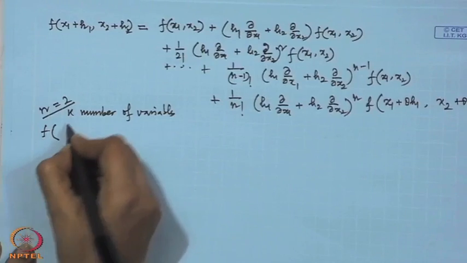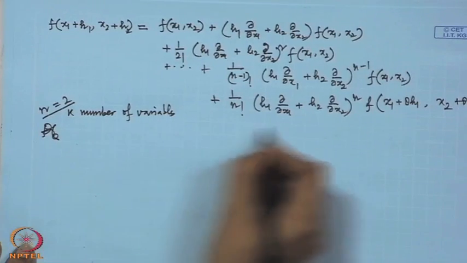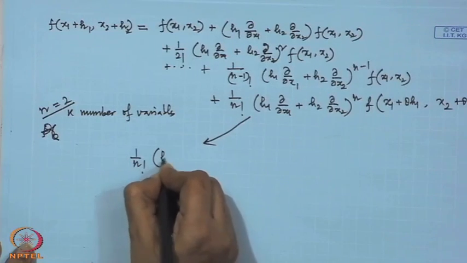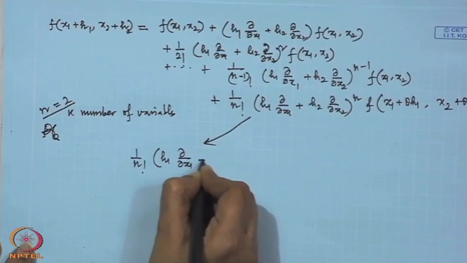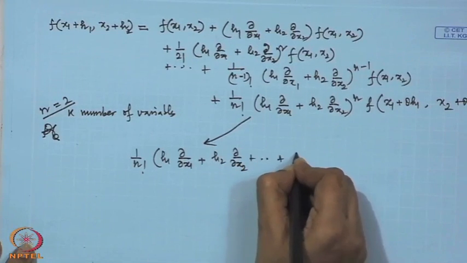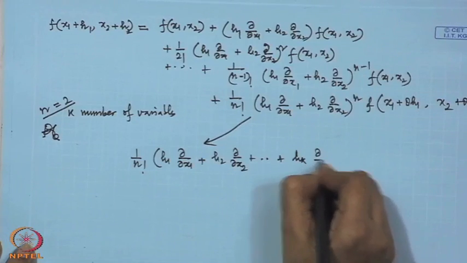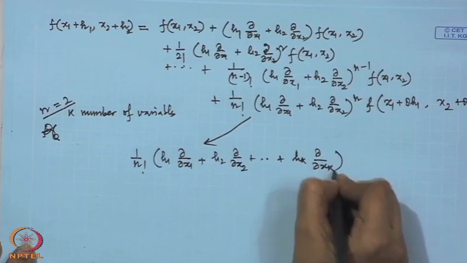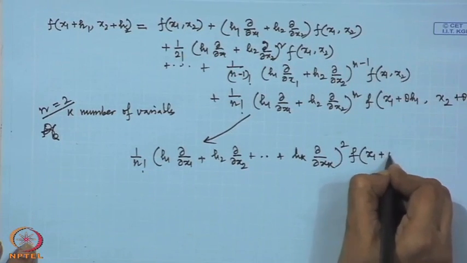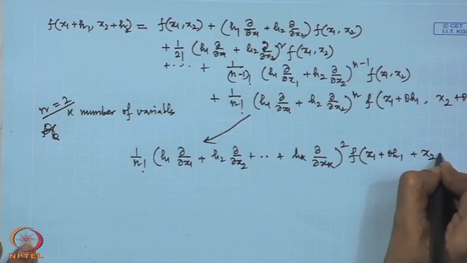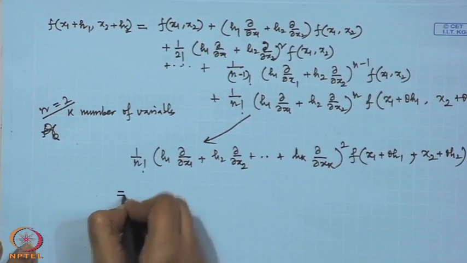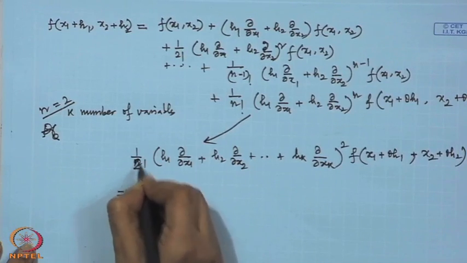Then we will have the remainder term only. Let me write down the remainder term. This term would be 1 by n factorial, (h1 del x1 plus h2 del x2. Since there are k number of variables, it would be hk del xk) to the power 2, and f of (x1 plus theta h1, x2 plus theta h2). If I expand it further, it would be 2 factorial rather, because n is equal to 2 here.